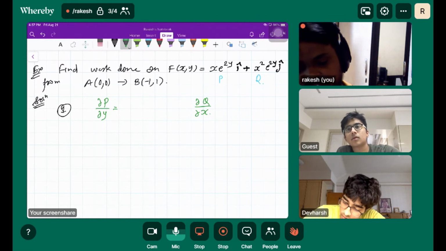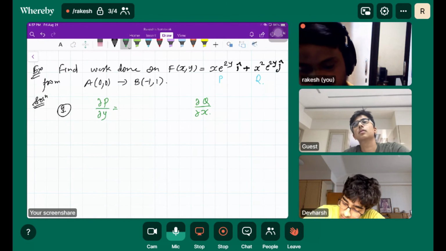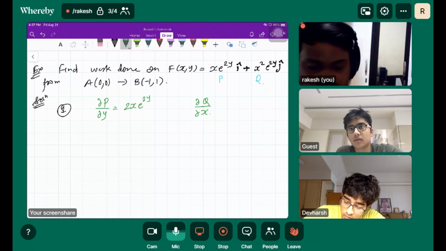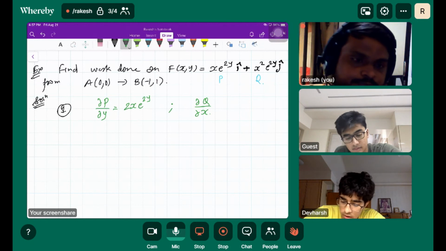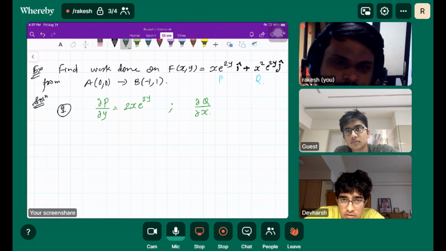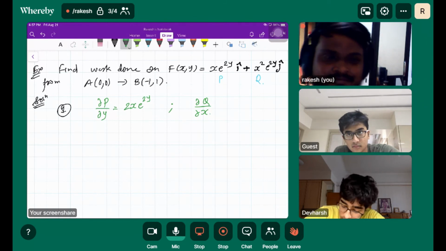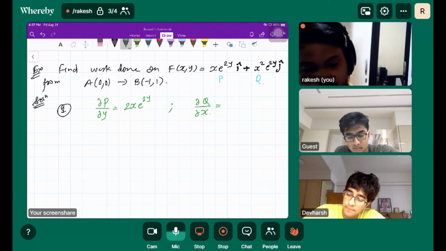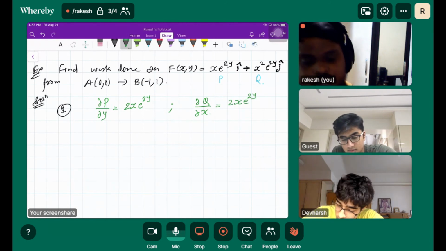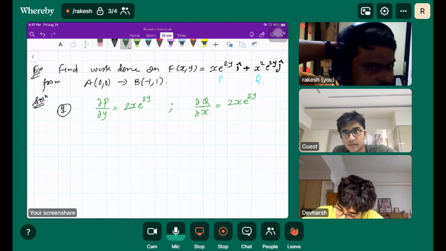So what is ∂P/∂y? With respect to y we are finding ∂P/∂y, so that will be x e^(2y) times 2, so 2x e^(2y). x is constant, and the derivative of e^(2y) is e^(2y) times 2, my bad. And ∂Q/∂x is 2x e^(2y). So they are equal. Yes, they are equal.